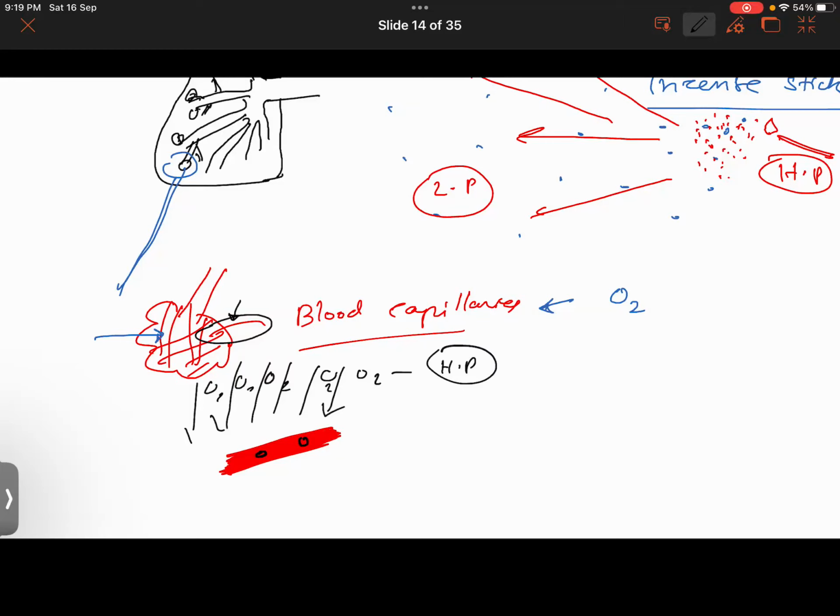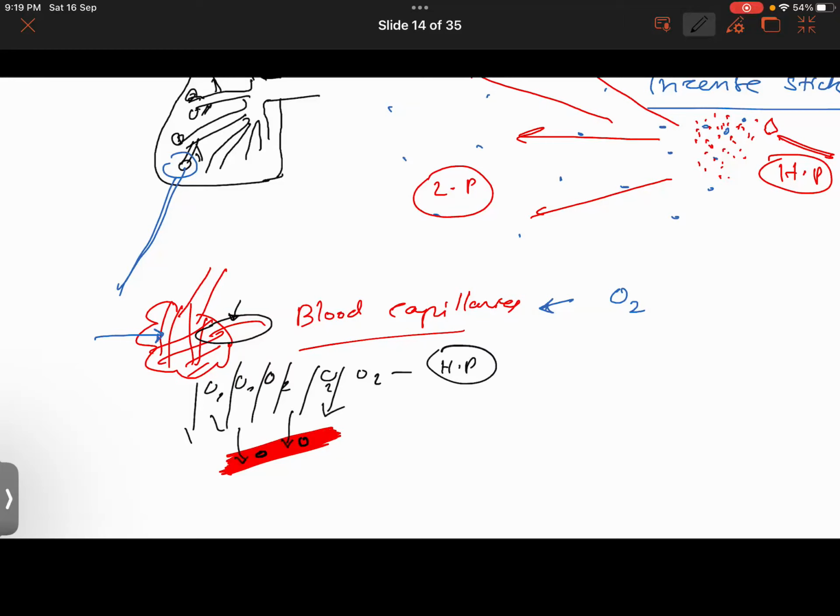Yes, sir. So eventually it will move inside these blood capillaries. Getting it now, guys? Sundus, Chakrika, and Vaiga. So this process of movement of molecules from the high pressure region to the low pressure region is called diffusion. It could be in the context of anything.